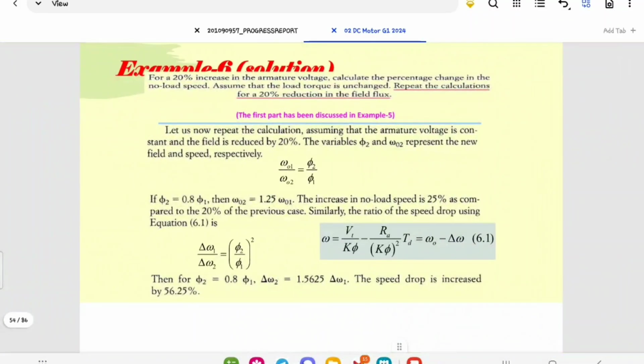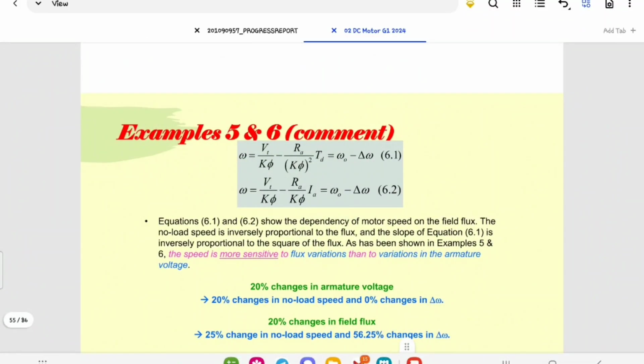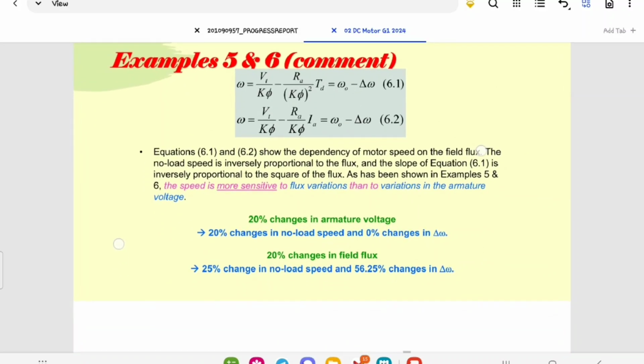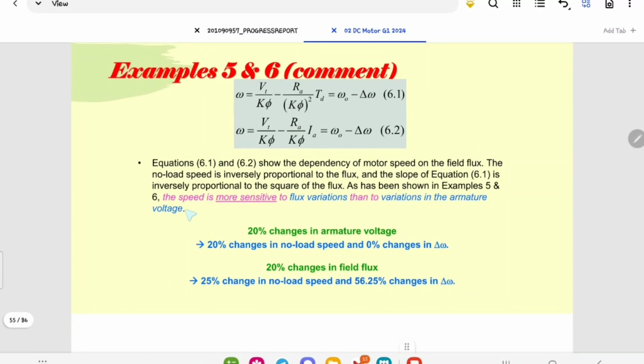You can also read more theory on the slide. Okay. This one is the same, already mentioned to you. A 20% change in armature voltage gives a 20% change in no load speed and 0 change in speed drop. But when you change the field flux by 20%, it has an effect on both the no load speed and the speed drop.